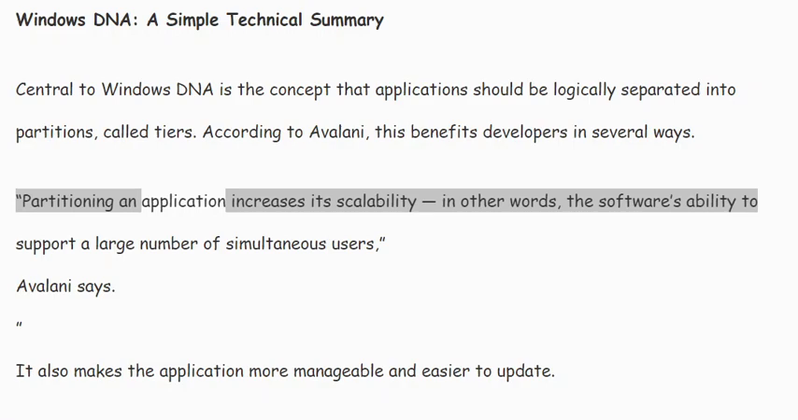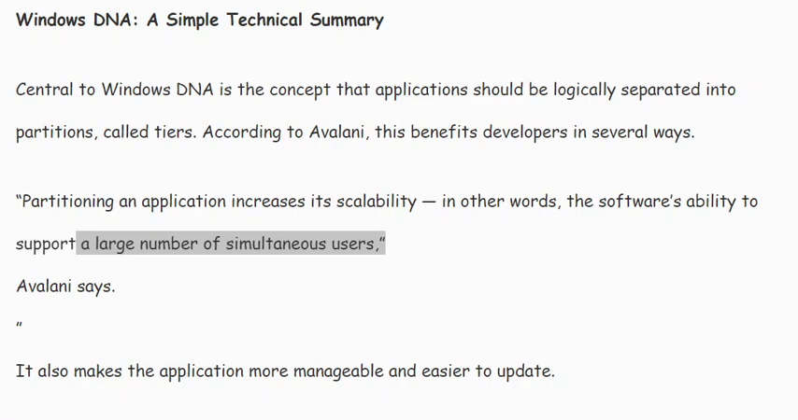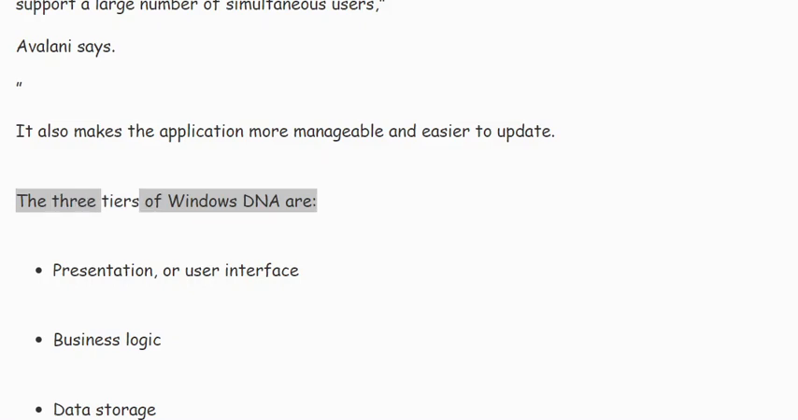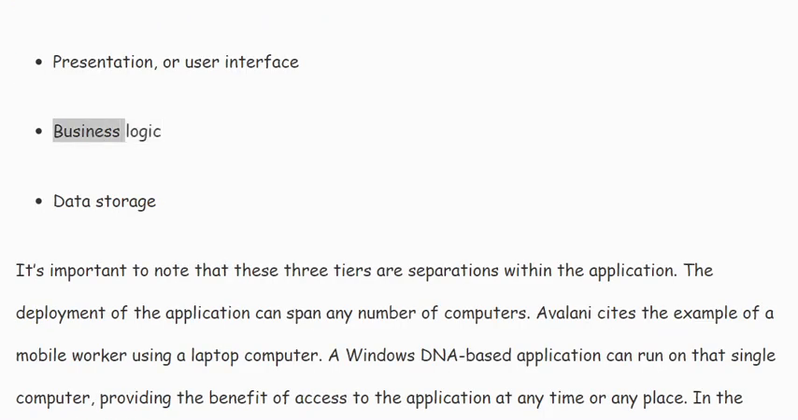"Partitioning an application increases its scalability. In other words, the software's ability to support a large number of simultaneous users," Avlani says. "It also makes the application more manageable and easier to update." The 3 tiers of Windows DNA are: presentation or user interface, business logic, data storage.